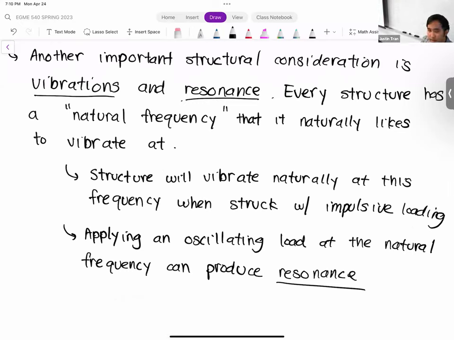And resonance, nine times out of ten, is a bad thing, because what can happen with resonance is that this will basically amplify the vibrations that the structure will undergo. And ultimately those large amplitude vibrations are going to cause your structure to fail or to break apart.